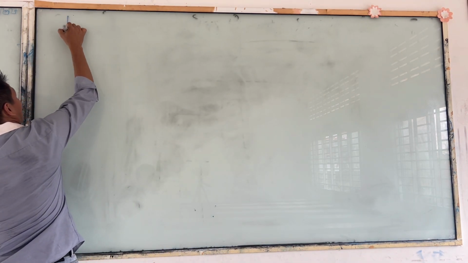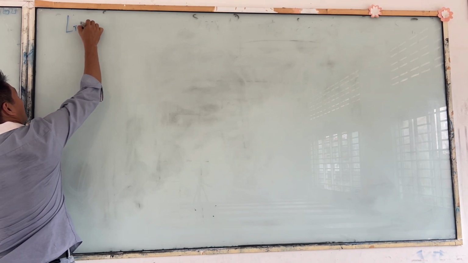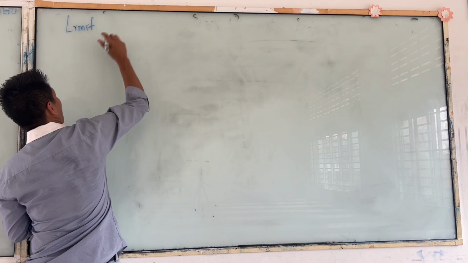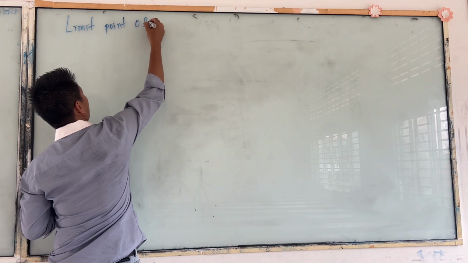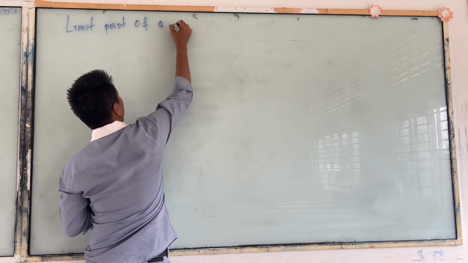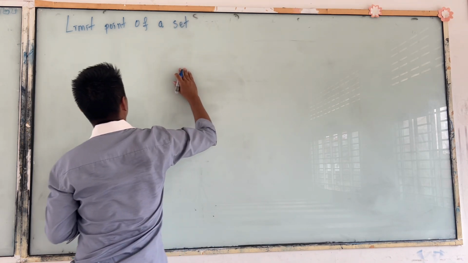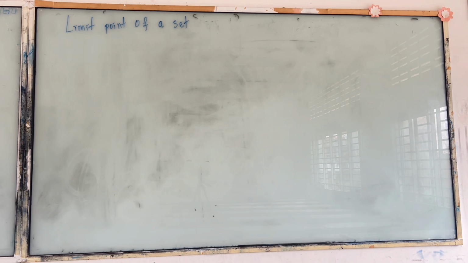Okay, let me write the title of something that we'll talk about. Limit point of a set. Okay, and as I told you before, something that I am going to talk about here, I just minimize it in real number. So every interval of real number is an open set. I assume like this. Okay, let's start.